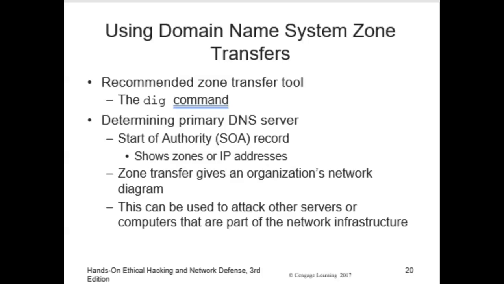This can be done with dig commands. You do this to determine a company's primary DNS server, and you can look at the DNS server containing the start of authority, or SOA record. The start of authority or SOA record shows which zone or IP address the DNS server is responsible for managing. After you determine the primary DNS server, you can perform another zone transfer to see all host computers on the company. The zone transfer gives you an organization's, frankly, network diagram. Okay, very important. And this is information the attacker can use. So this part right here, the zone transfer gives the organization's network diagram.